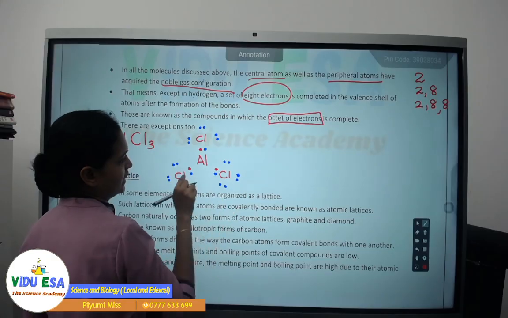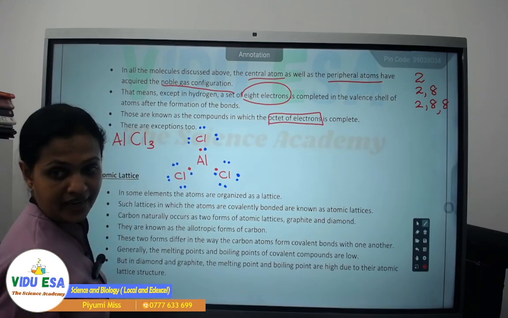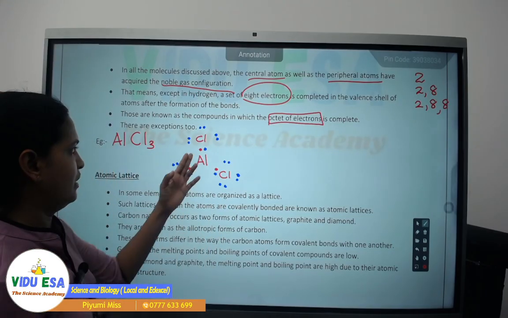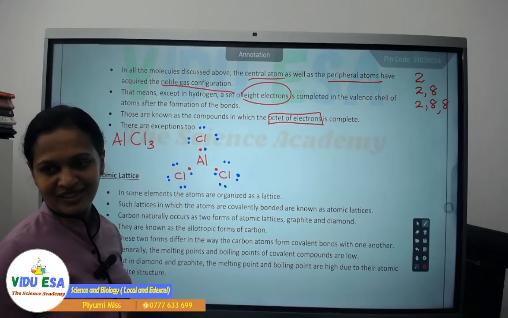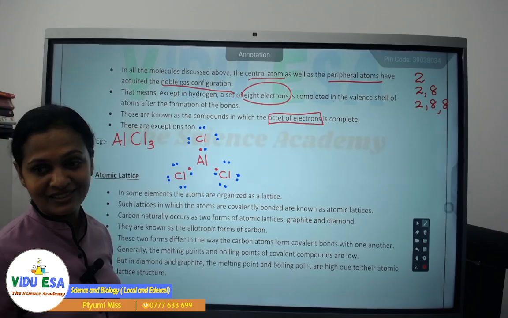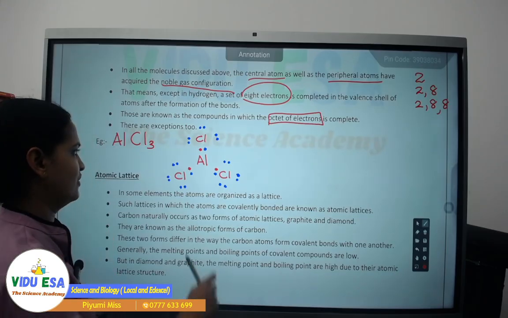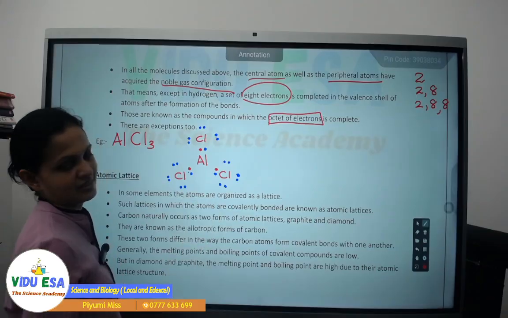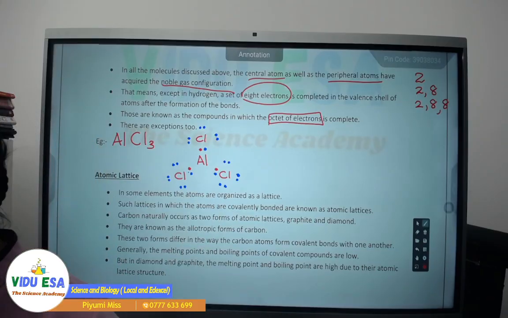2, 4, 6, 8 for each chlorine. Electron octet is completed. But what about aluminium? It has obtained only how many electrons? 6. 6 electrons. 2, 4, 6. Only 6 electrons are there for aluminium. Octet is not completed. This is a place that differs from the things mentioned before. It is an exception. Right?